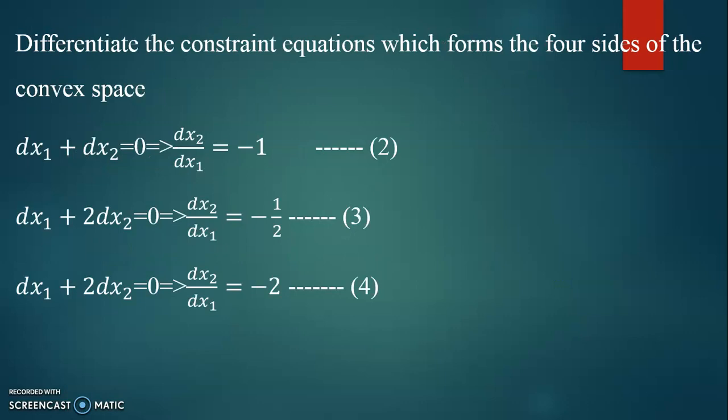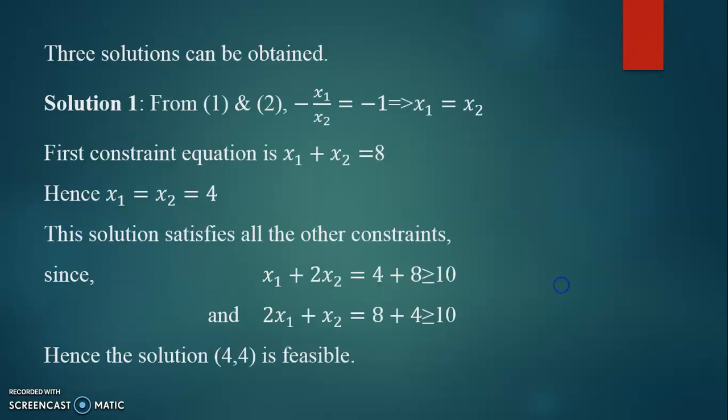Differentiate the constraint equations which form the sides of the convex space. If you differentiate the first equation, then we get dx1 plus dx2 equal to 0. That implies dx2 by dx1 equal to minus 1. If we differentiate the second equation, we get dx1 plus 2 dx2 equal to 0. That implies dx2 by dx1 is equal to minus 1 by 2. And if we differentiate the third equation, we get 2 dx1 plus dx2 equal to 0. That gives dx2 by dx1 is equal to minus 2. Three solutions can be obtained.